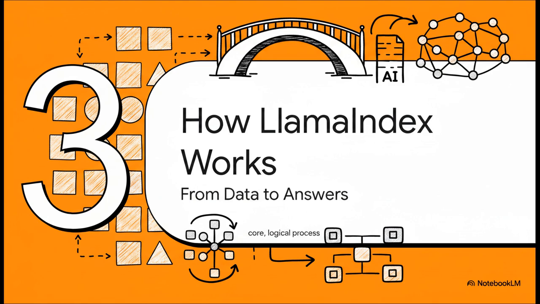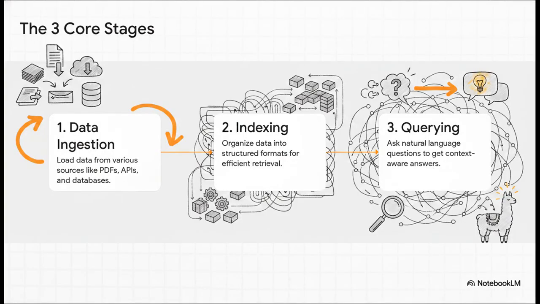All right, that sounds great. But how does this bridge actually get built? How do you connect all your data to the AI? Well, it's not just magic. It boils down to a really logical three-step process. So here are the 3 core stages. It all starts with data ingestion. That's just a fancy way of saying LlamaIndex connects to wherever your data lives. Could be PDFs, databases, you name it.